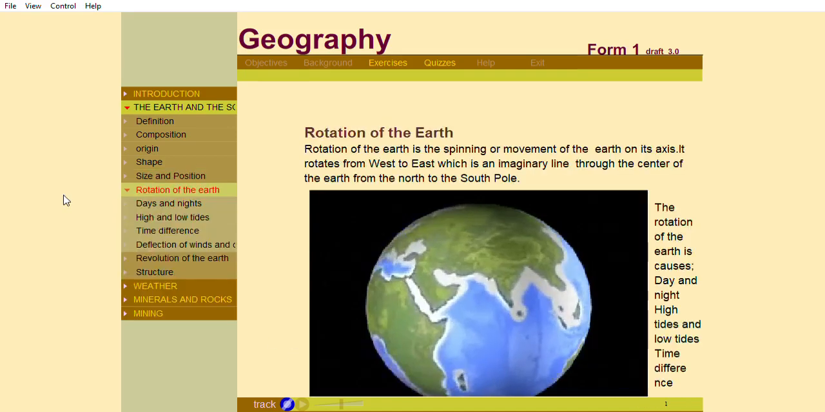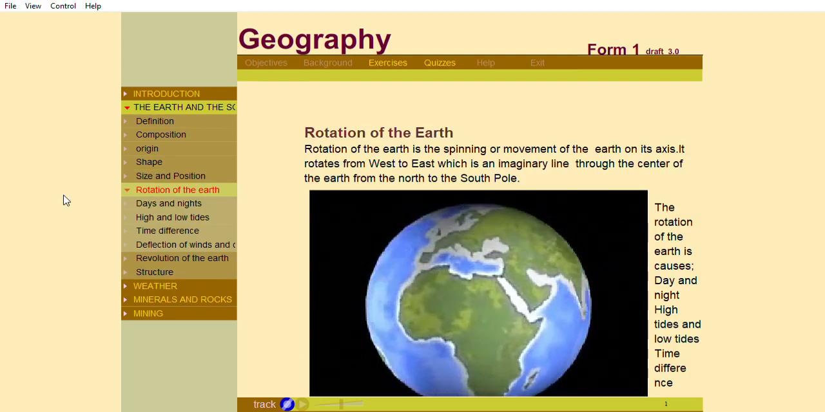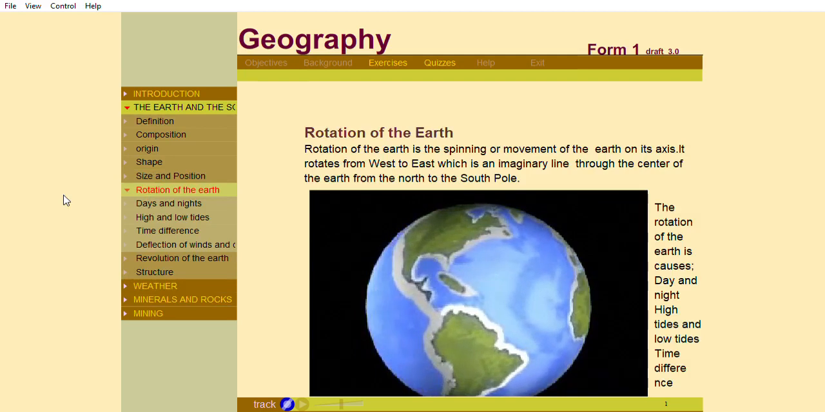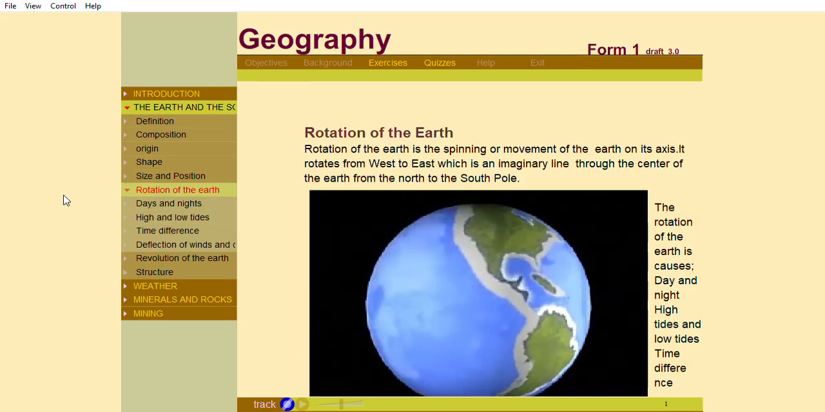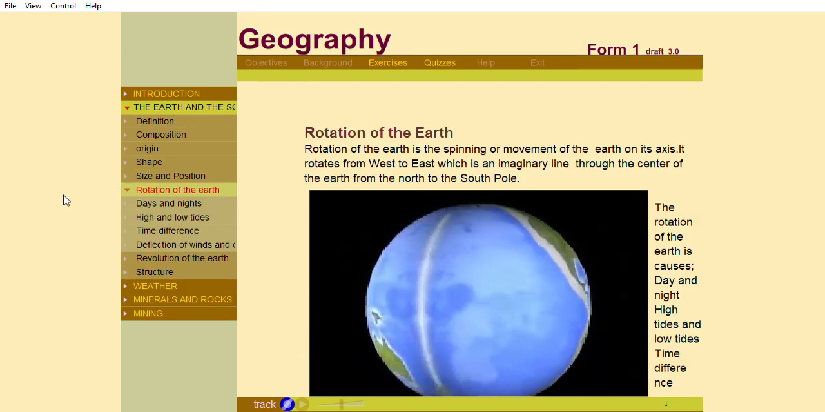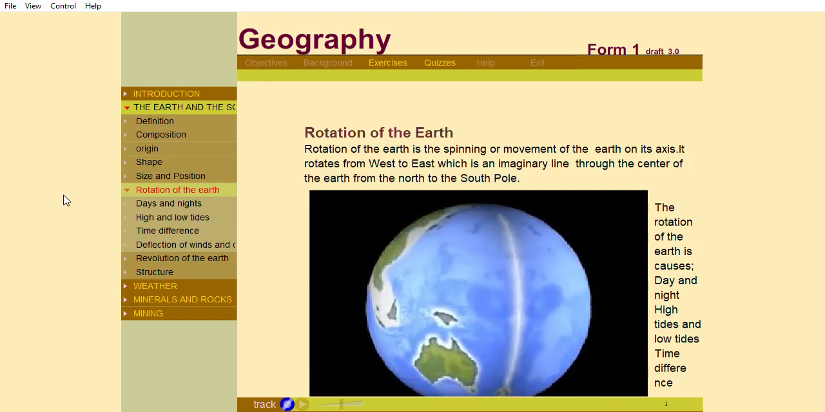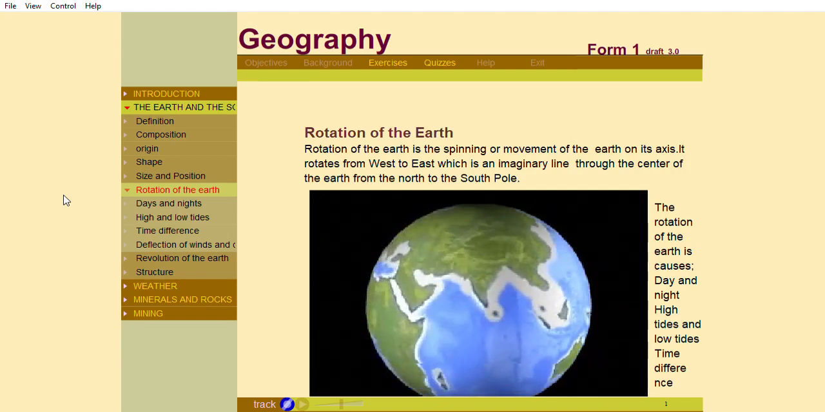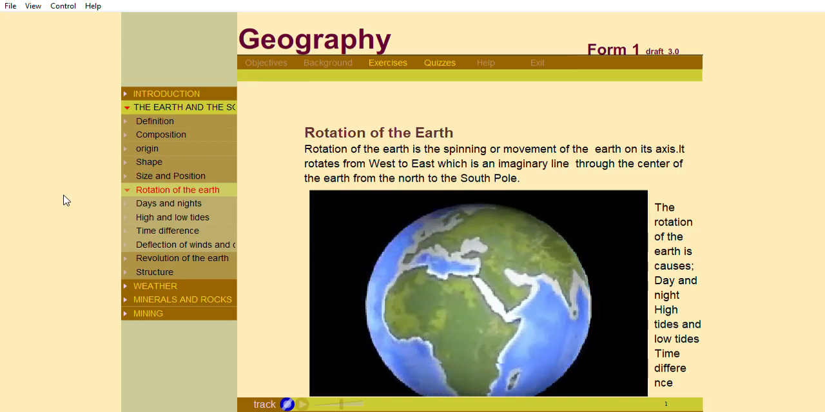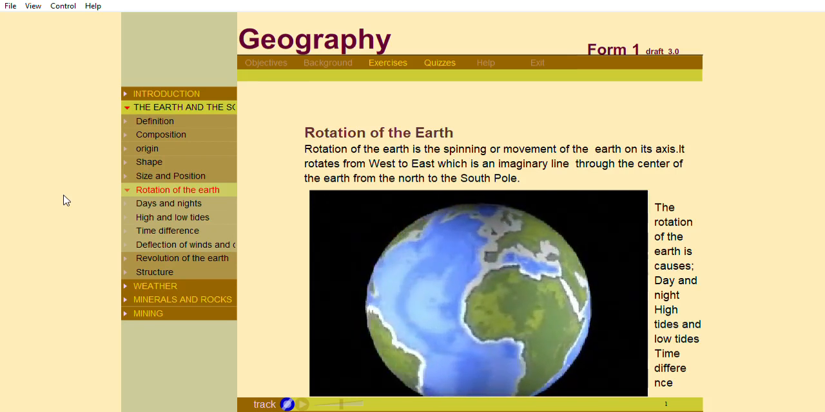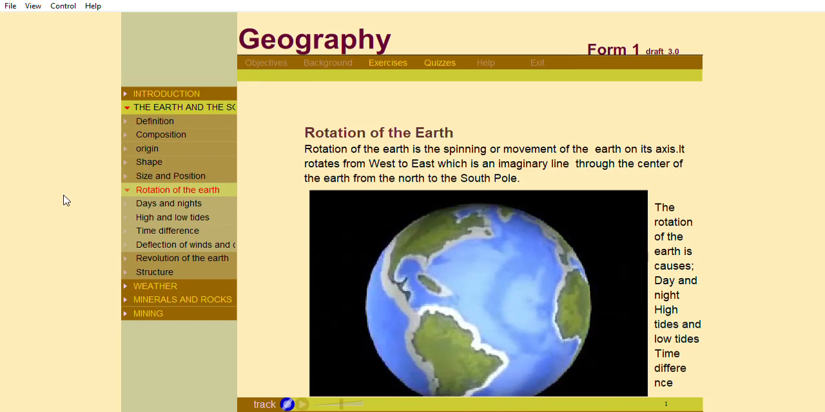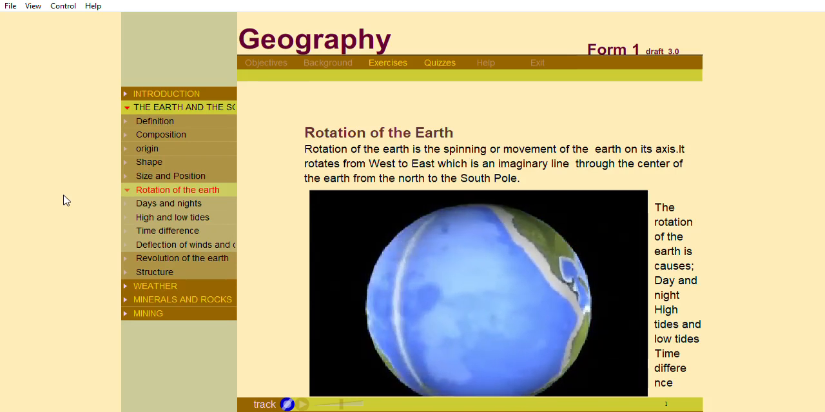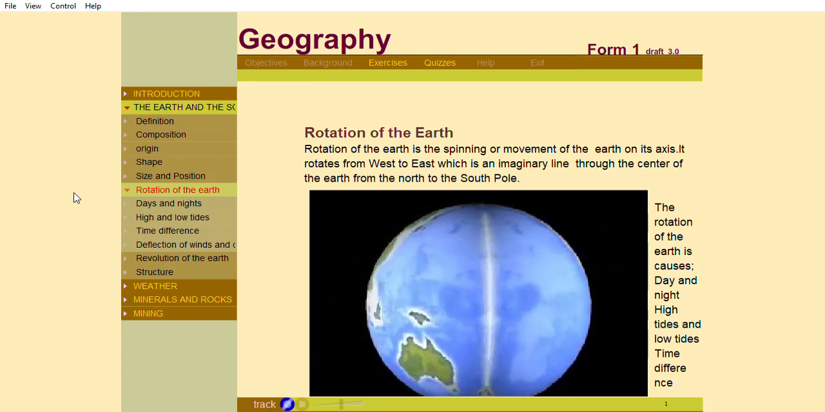Rotation of the Earth is the spinning or movement of the Earth on its axis. It rotates from west to east on its axis, which is an imaginary line through the center of the Earth from the north to the south pole. The rotation of the Earth causes: 1. Day and night. 2. High tide and low tide. 3. Time differences between longitudes. 4. Deflection of winds and ocean currents.